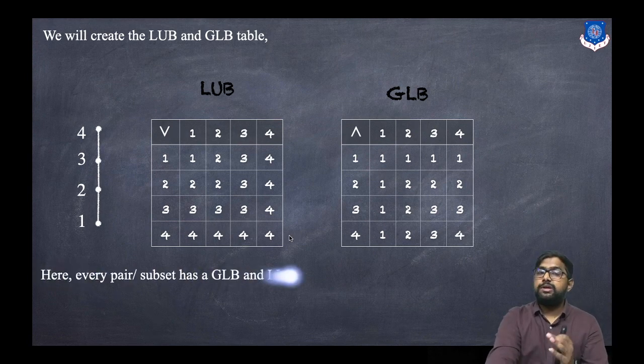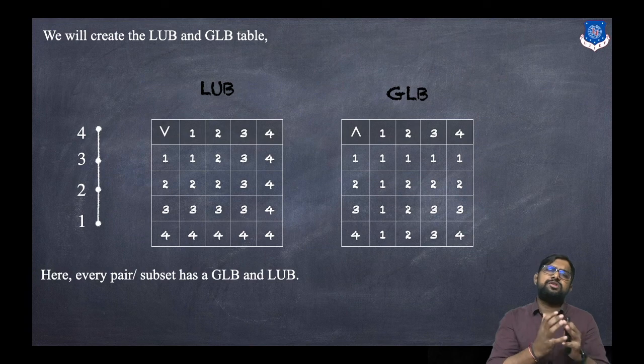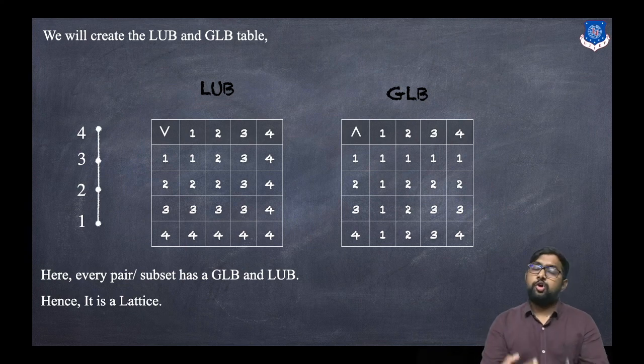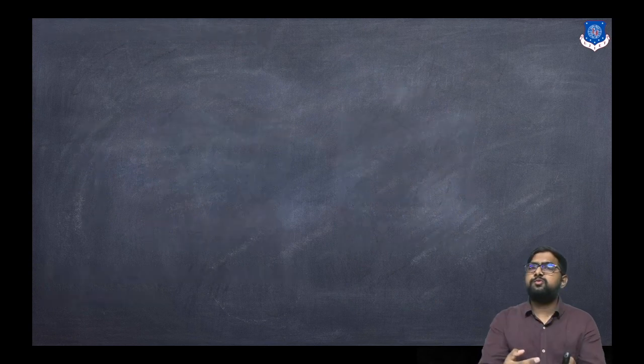Now see. Here you can see that every pair or subset has a GLB and LUB. So what we can conclude, we can say that it is a lattice. Now the job of lattice is done. So all we need to check is whether it is a complementary lattice or a distributive lattice. So let us proceed for that.